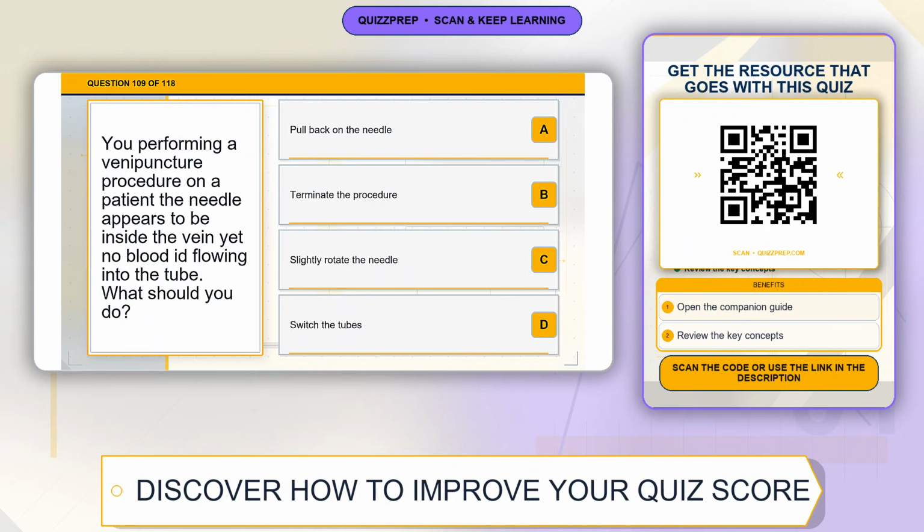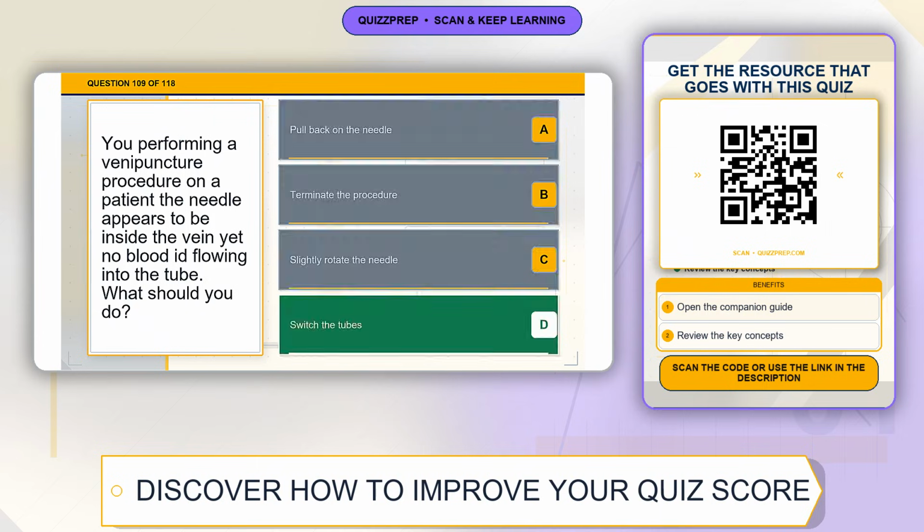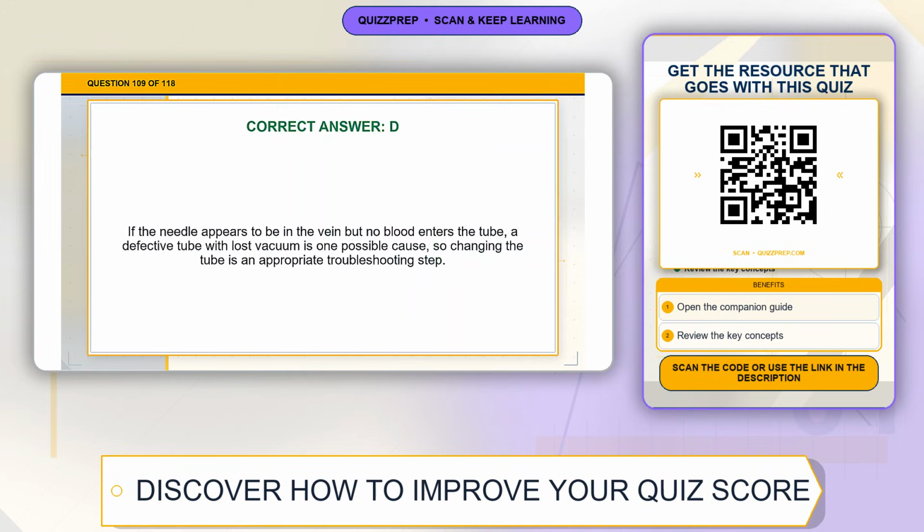Question 109. You are performing a venipuncture procedure on a patient. The needle appears to be inside the vein yet no blood is flowing into the tube. What should you do? Option A. Pull back on the needle. Option B. Terminate the procedure. Option C. Slightly rotate the needle. Option D. Switch the tubes. The correct answer is option D. Switch the tubes. Explanation. If the needle appears to be in the vein but no blood enters the tube, a defective tube with lost vacuum is one possible cause, so changing the tube is an appropriate troubleshooting step.